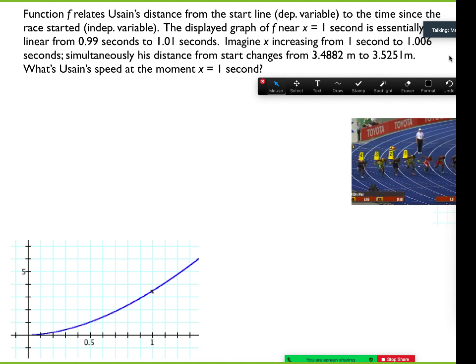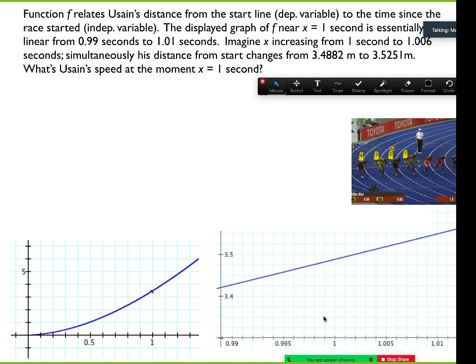Right. We're going to take 3.5251 minus 3.4882, that's our variation in distance, divided by, what value will we divide by? Are we dividing by 0.006 seconds? Right. We're going to divide by the variation in time, which is the 0.006. Okay?